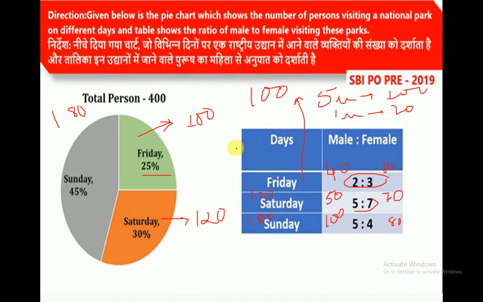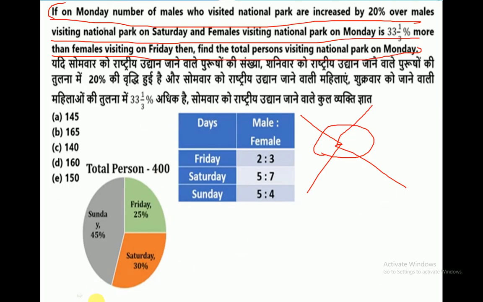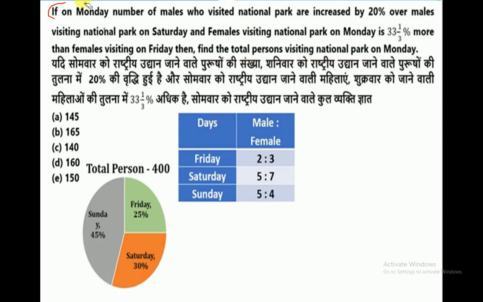Now we have extracted all the data that is given to us in this question. Now our next target would be to solve the given questions. Okay, let me erase this. Now it is asking about Monday, and Monday was not given to us. What is asked is we have to find something regarding Monday.